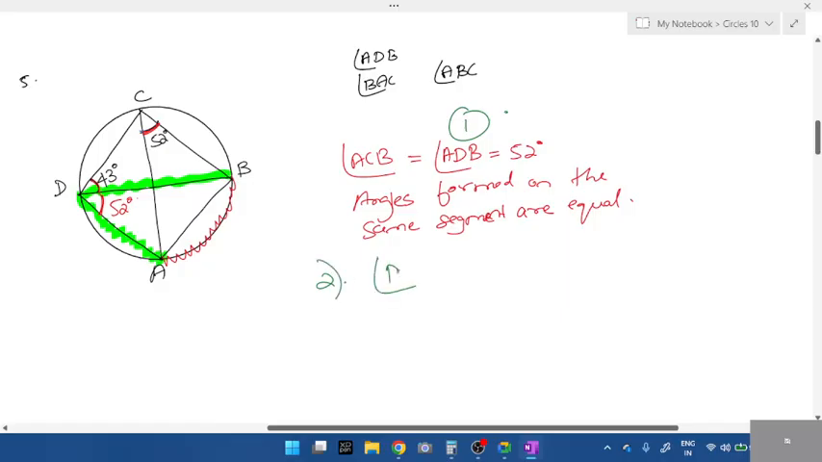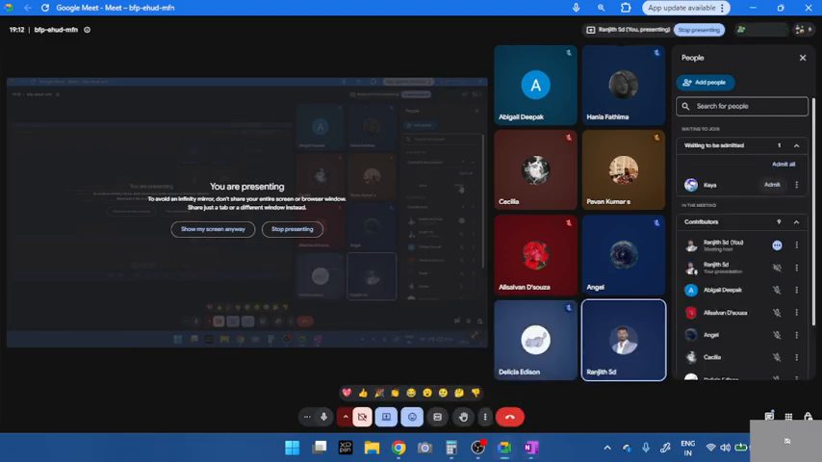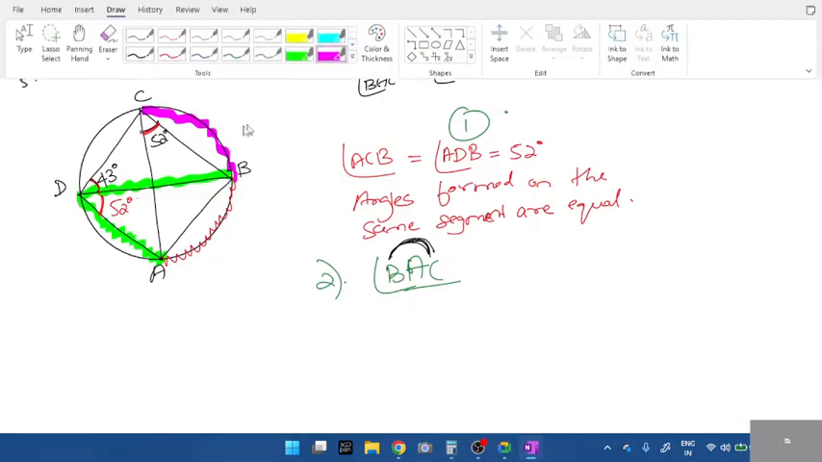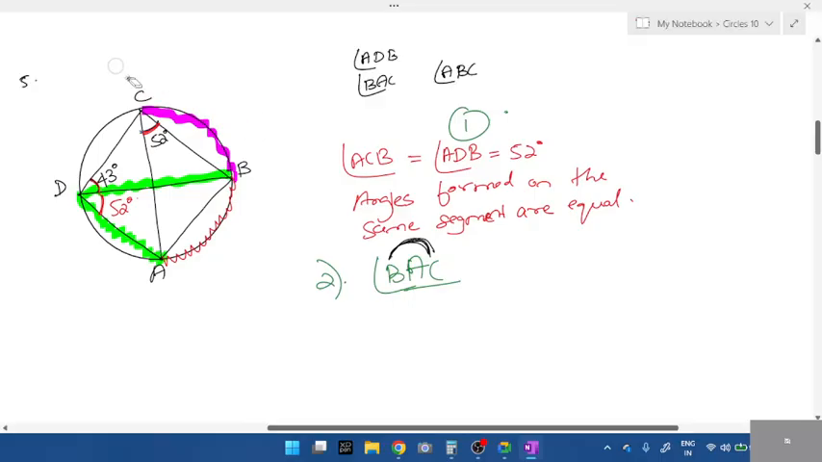Second, if you want to find BAC, students, tell me. For angle BAC, which is the arc? Yes, BC is the arc. Look here. B and C is the arc. For angle BAC, on the same arc, where is another angle formed, students? Look, if I erase all this, where is the other angle formed on same BC? Yes, BDC is the other angle.